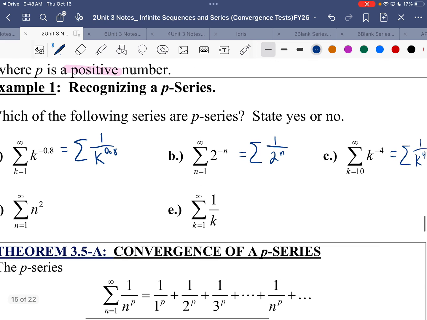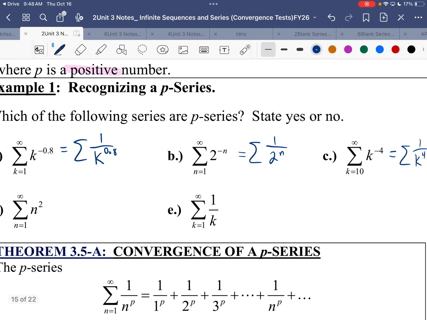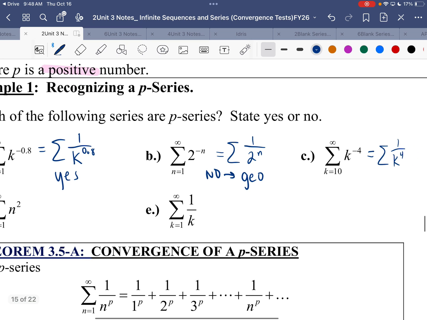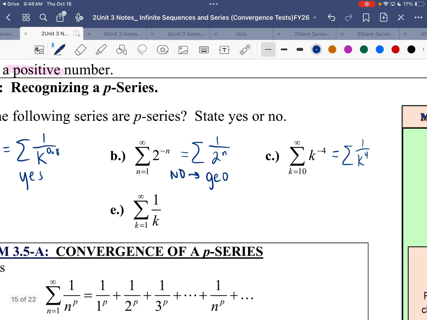Okay, on A, is this a p-series? Yes, you have 1 over the independent variable, which is k, to some power. So yes, this is a p-series. Is B a p-series? No, you have a number to the input variable. What series is this? Geometric.